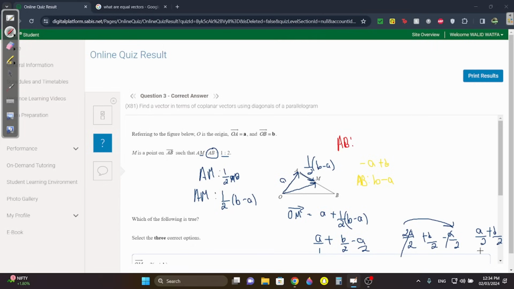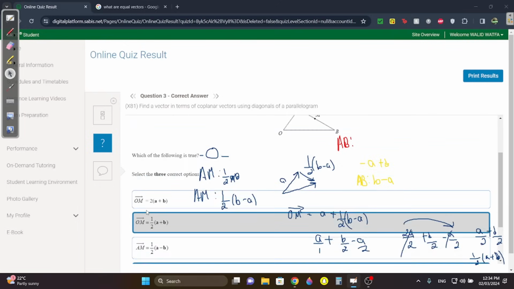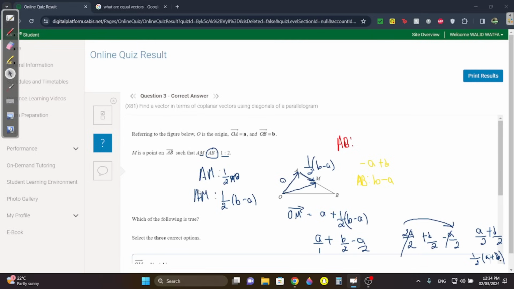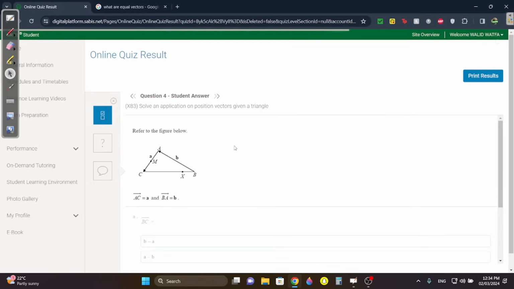Can you factor out this over 2? Yes, you can take 1 over 2 out, and it will be 1 over 2 (A plus B). That's for OM. And then I think they ask for AM, which is half (B minus A), which we found while solving. These questions, I'm not going to say they're easy, honestly, but they really need you to focus.